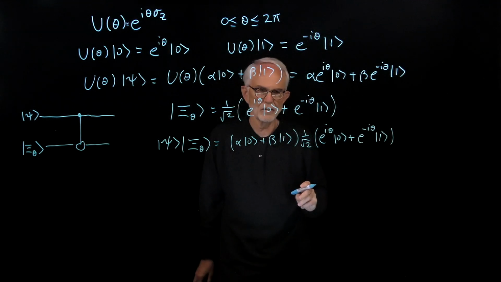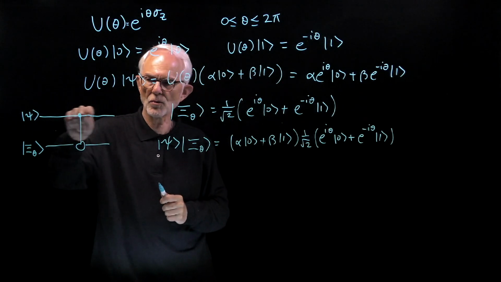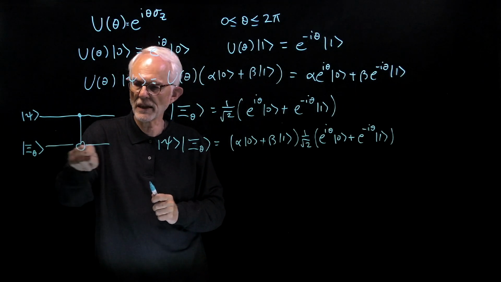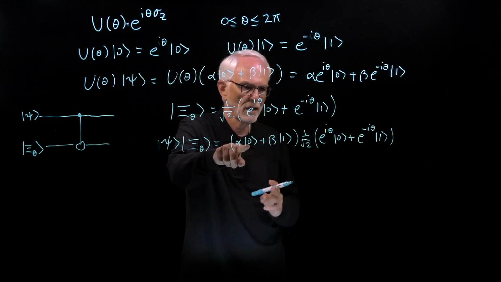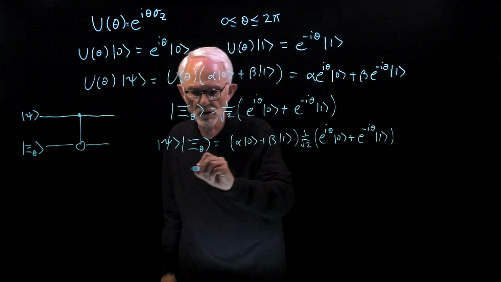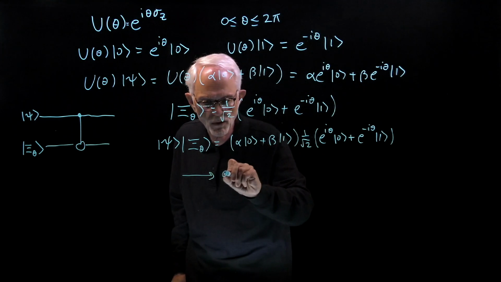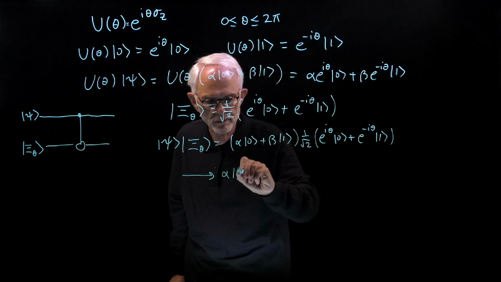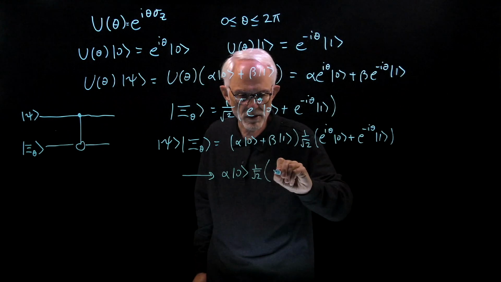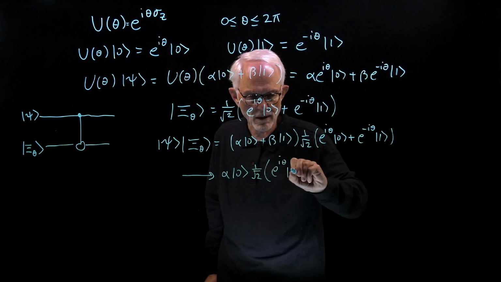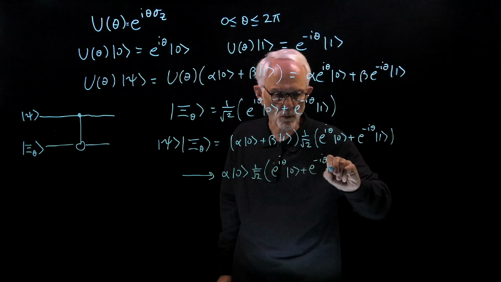Now, what's the C0 going to do? Well, as you remember, the 0 in the control line of the C0 does absolutely nothing to the state in the target. So for the alpha 0, I'm just going to get this state back again. After it goes through the C0, I will get an alpha 0 times 1 over square root of 2 times e to the i theta 0 plus e to the minus i theta 1.